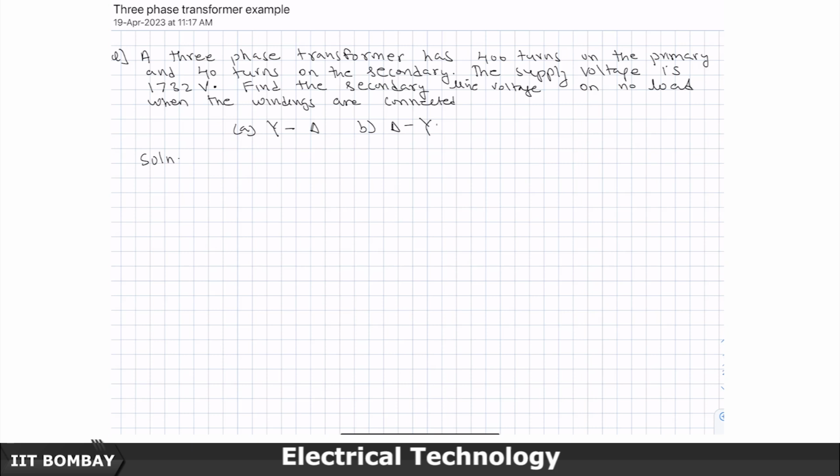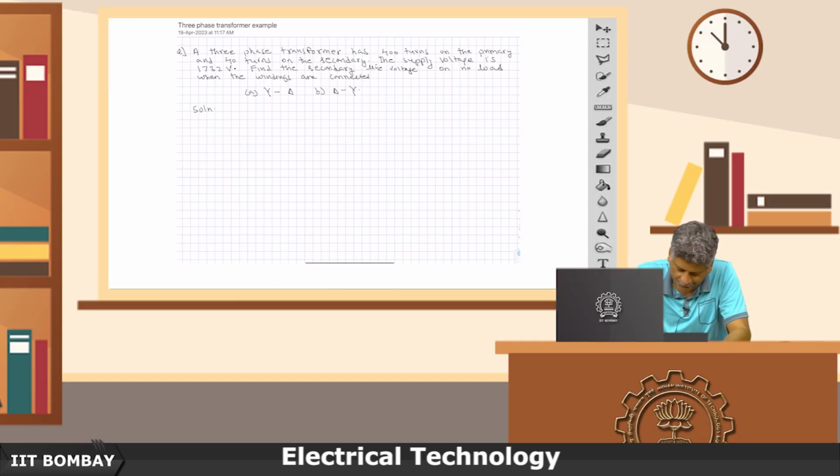Let's take one example. A 3-phase transformer has 400 turns on the primary and 40 turns on the secondary. So the turns ratio of the basic transformer is 400 is to 40, that is 10 is to 1.